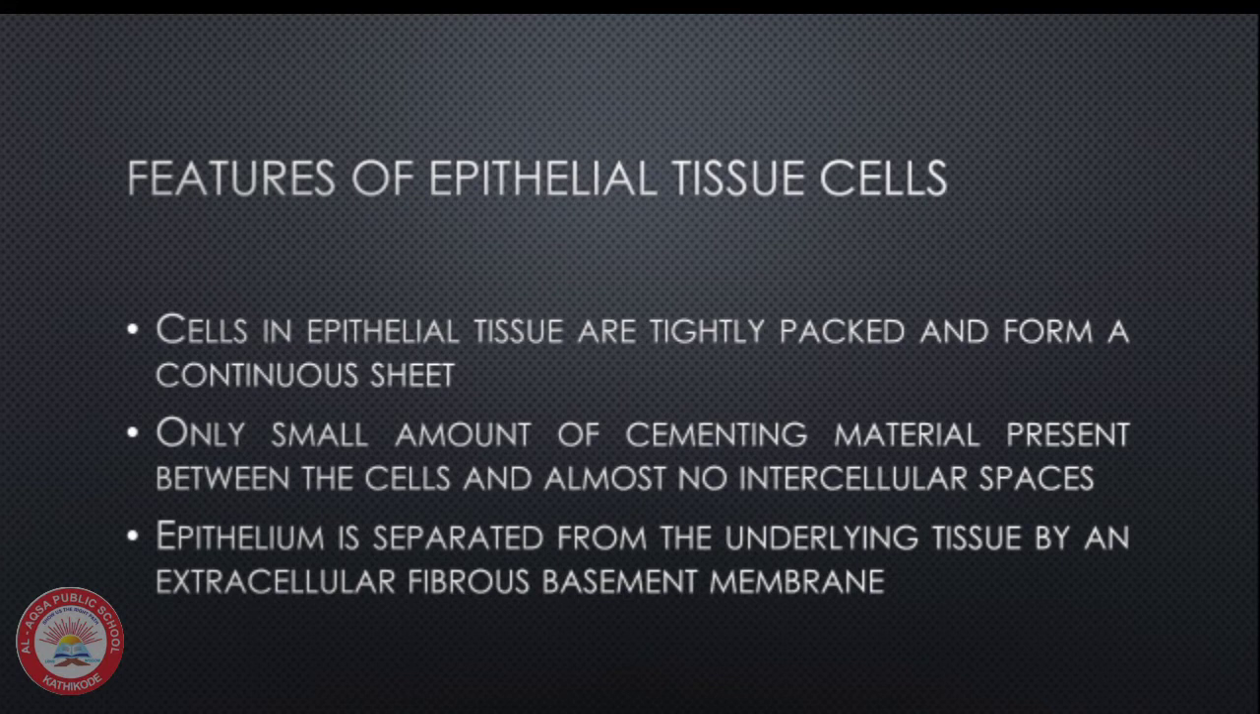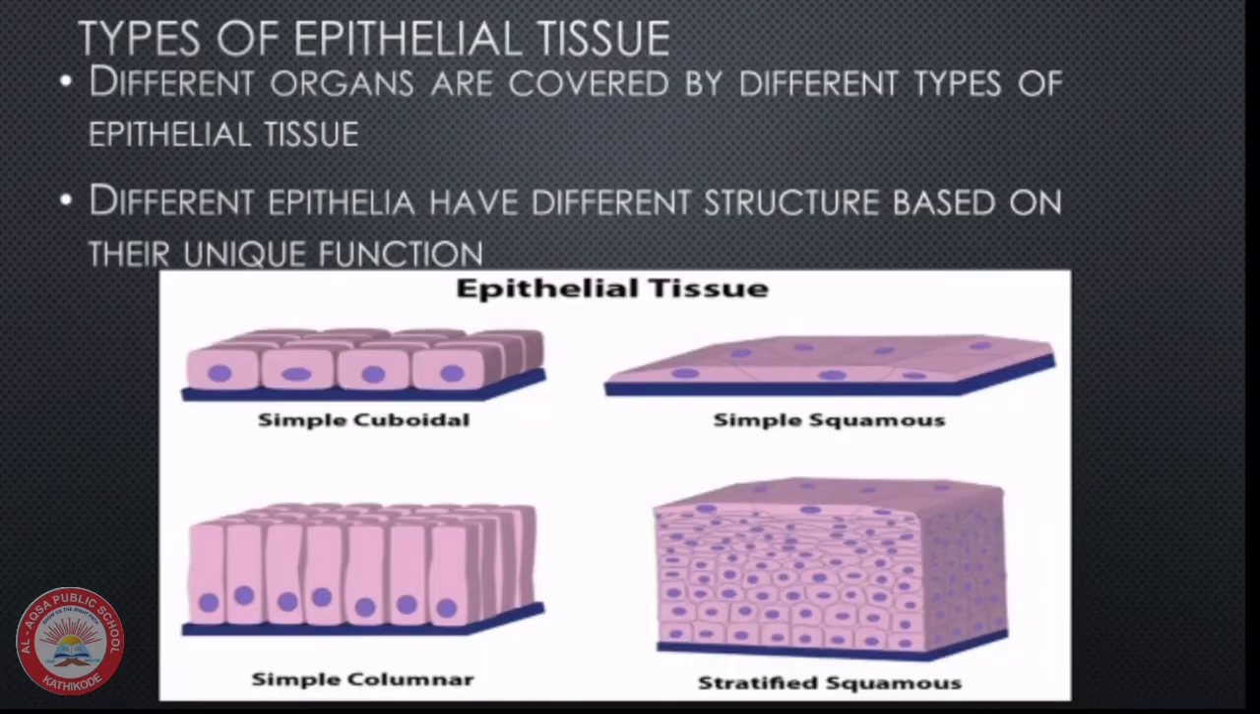The cells of epithelium are separated from the underlying tissue by an extracellular fibrous basement membrane. That means the cells or tissues which lie below the epithelium are separated from the epithelium by an extracellular membrane. Different organs in our body are covered by different types of epithelial tissue, and these different epithelia have different structure based on their unique function.